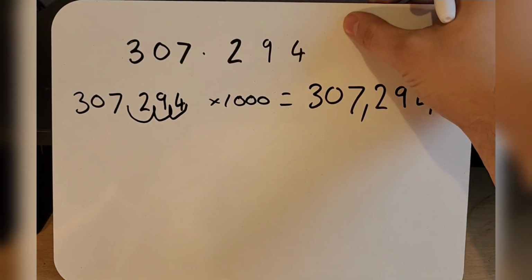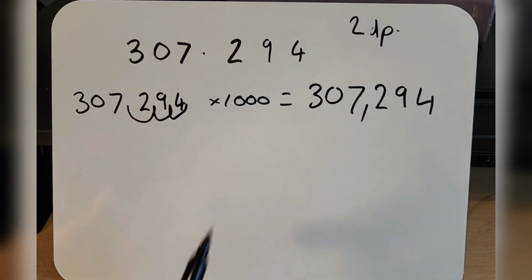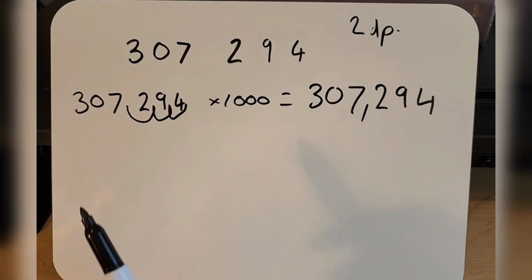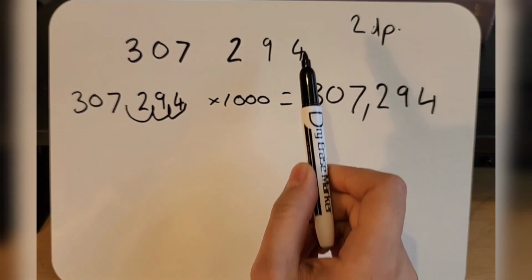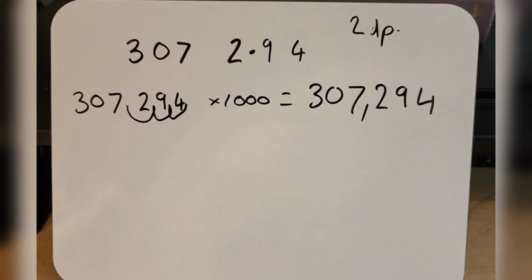If originally we only had, say for example, 2 decimal places on this number, we'd say, oh, well, we need to give this number 2 decimal places. 1, 2, they can be our decimal places. Here's the decimal.